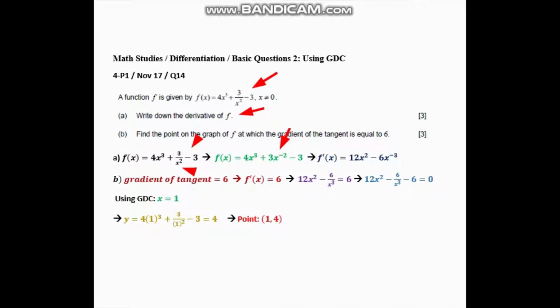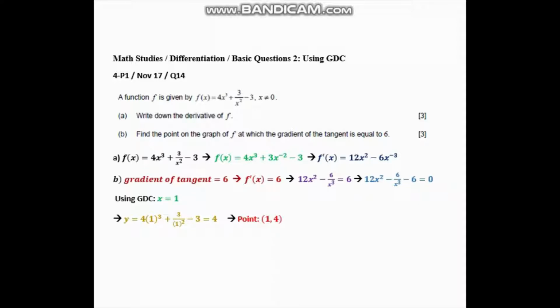So f of x is still f of x in the green equation. I have not differentiated yet. Now to differentiate, I shall first target the first term. 3 times 4 gives me 12, and the 3 is reduced by 1. For the second term, negative 2 times 3 gives me negative 6, and the power is reduced by 1. And the third term vanishes entirely because it's a constant. Hence, this dark blue expression is my answer to question A, and it is the derivative function of x.